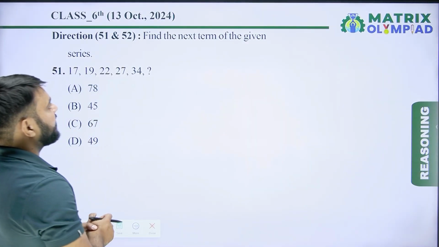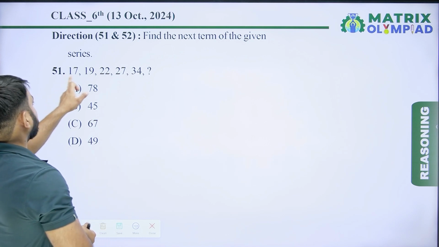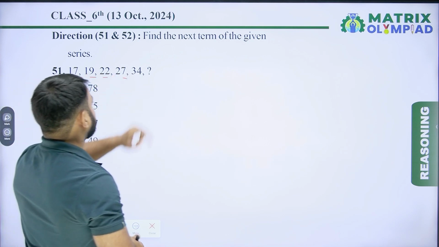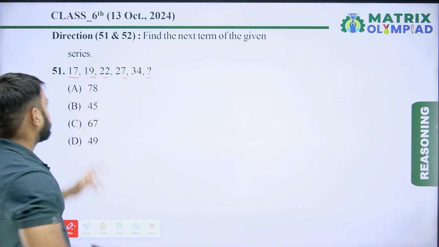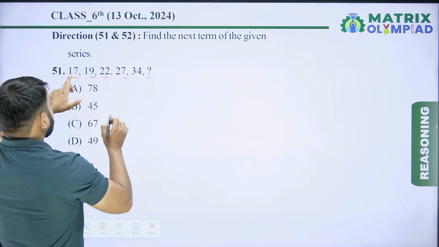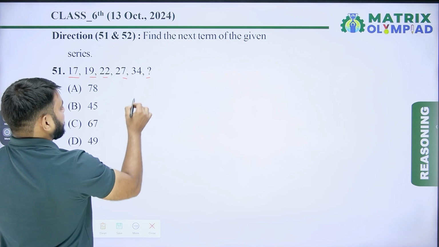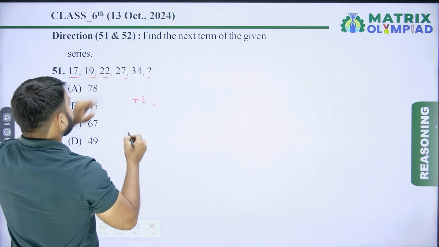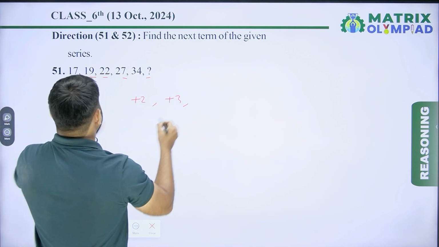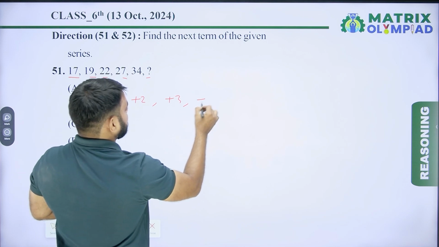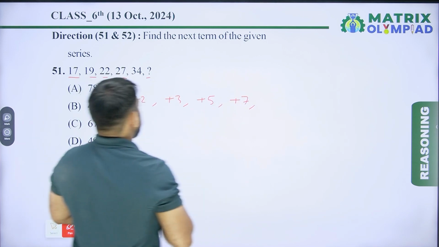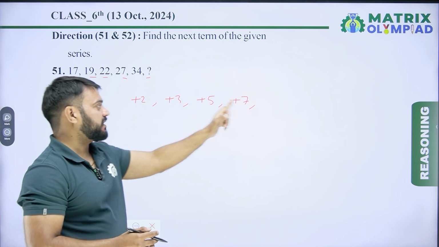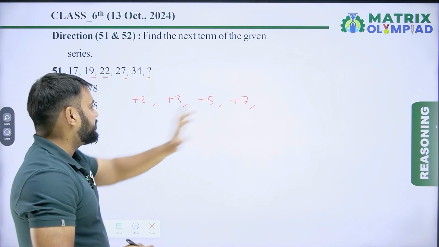So now question number 51 and 52. Find the next term of the given series. The series is 17, 19, 22, 27 and 34, and find the next term. So first find the pattern of the given series. 17 to 19, it means plus 2. Now 19 to 22, it means plus 3. Now 22 to 27, it means plus 5. 27 to 34, it means plus 7. So plus 2, plus 3, plus 5, plus 7, it means adding the prime numbers.